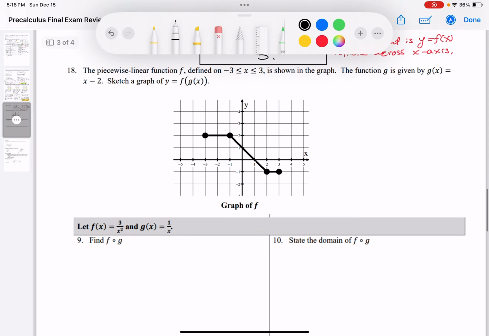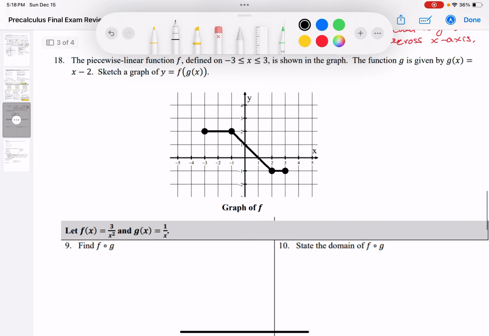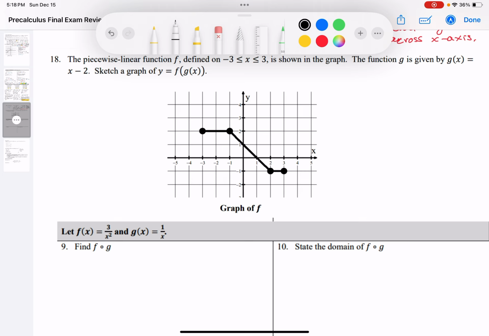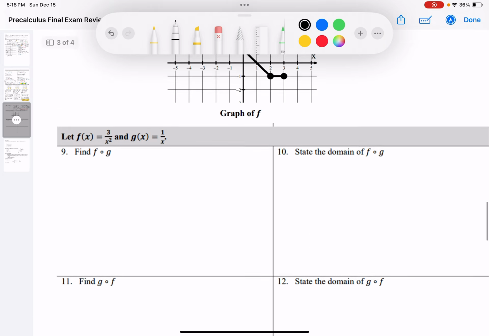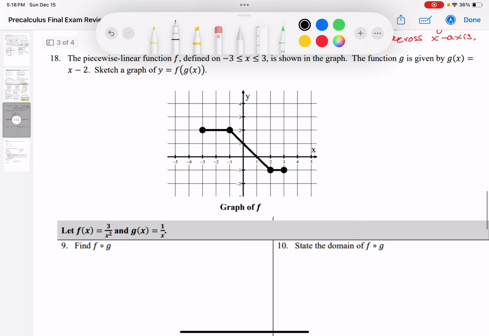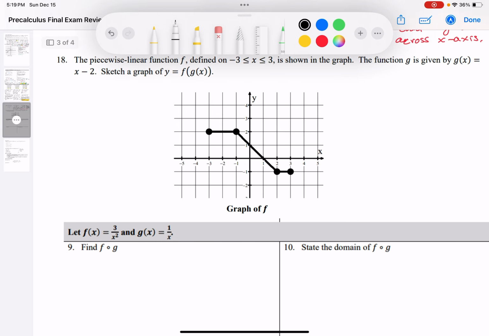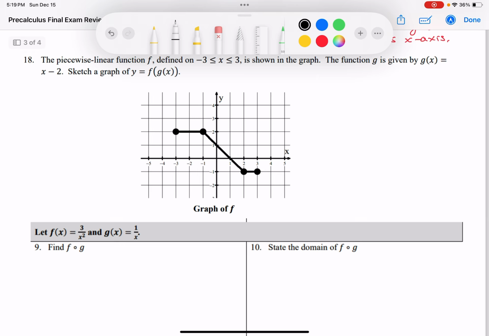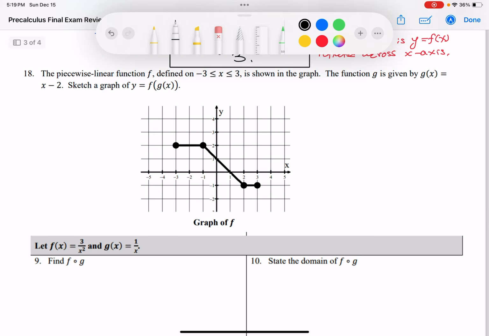All right, so in this video, we're going to talk about function composition. So we're going to do number 18 here and then do 9 through 12. It says for number 18, the piecewise linear function f is defined on the closed interval from -3 to +3 and is shown in the graph below.